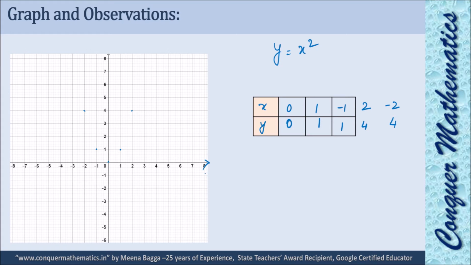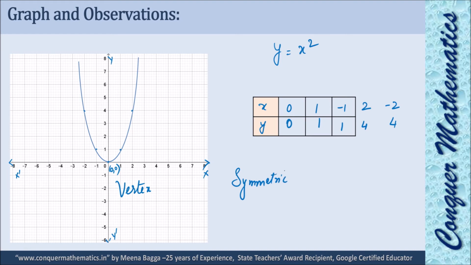These types of points would be on the graph. And you can easily see these can't be joined by a line. Joining these points, we can see this graph. We can easily see this is symmetric about the y-axis. And one more quality, you can see this (0, 0) will be called the vertex of this parabola. Some observations you must remember: symmetric about the y-axis and its vertex is (0, 0).